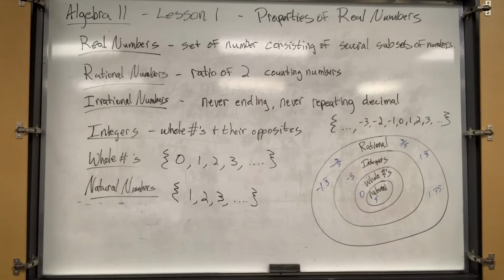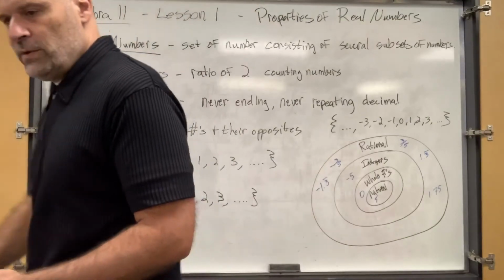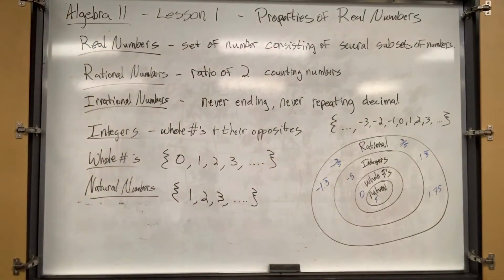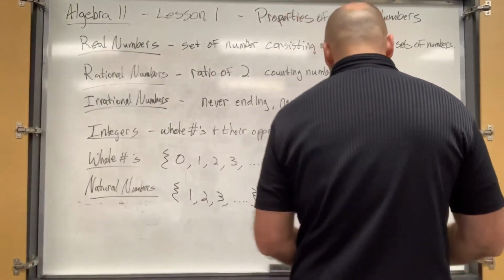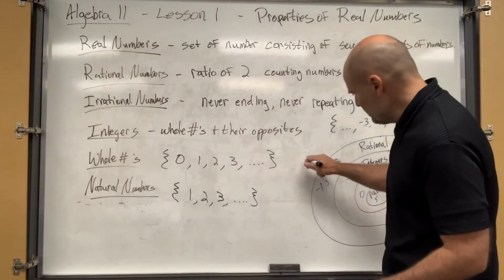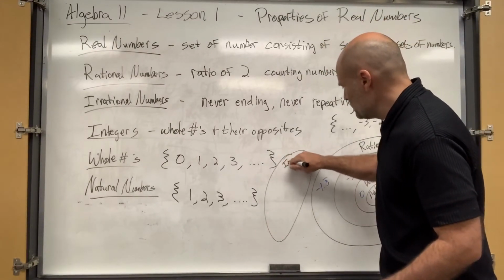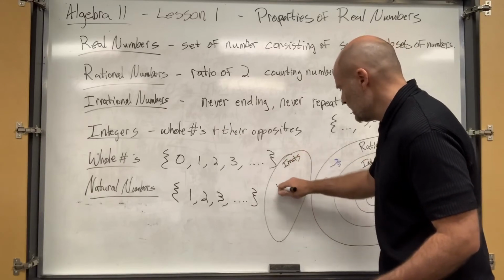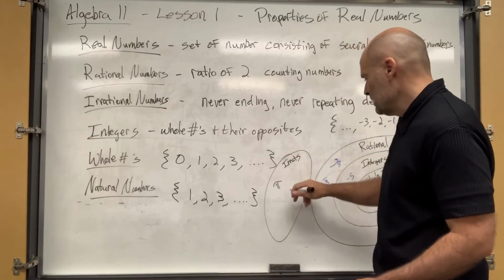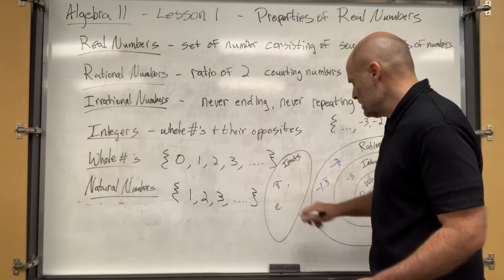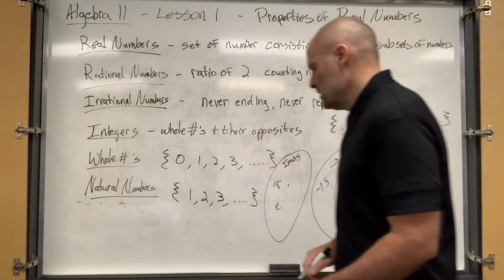Okay? So if you're a visual person, that might be helpful, but sometimes that's confusing to people. And then there's this whole other circle over here, which is the irrational circle, the irrats. That's where we see pi, where we see the constant e.